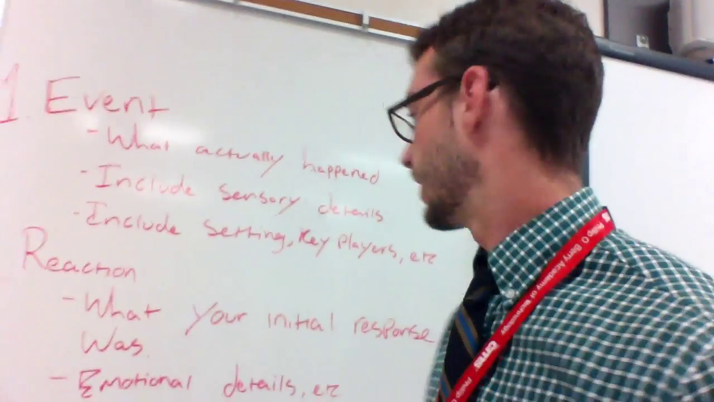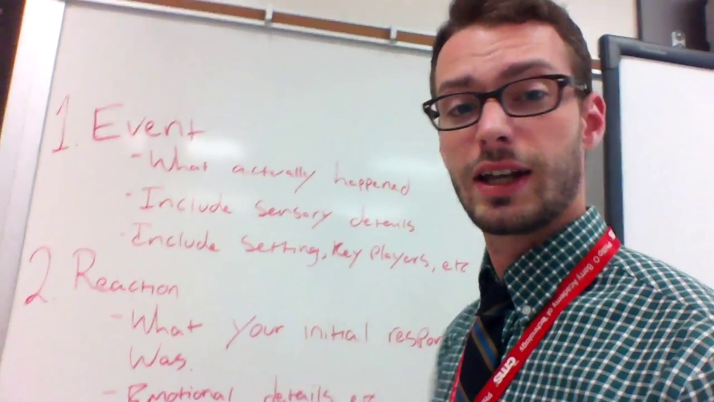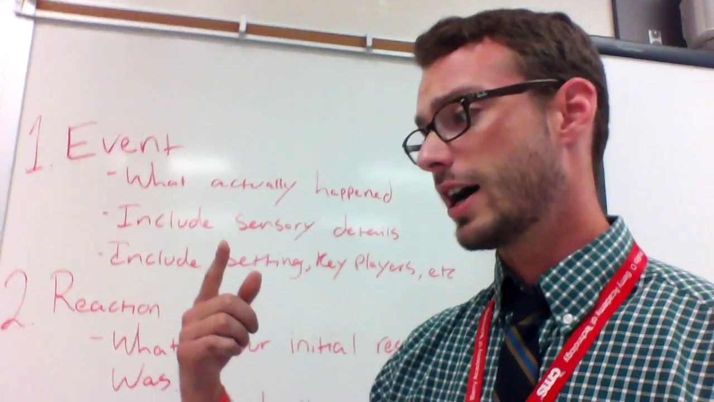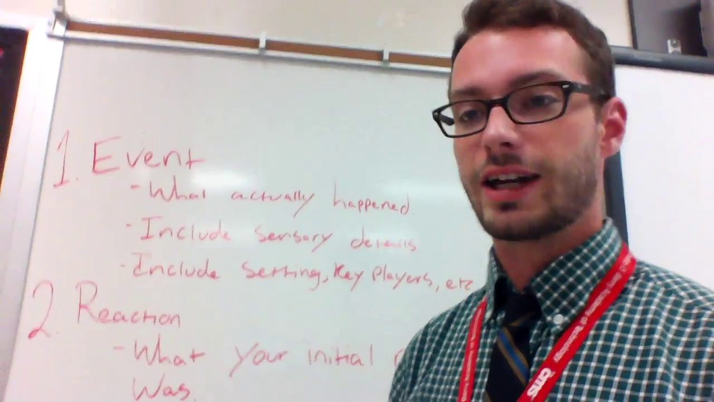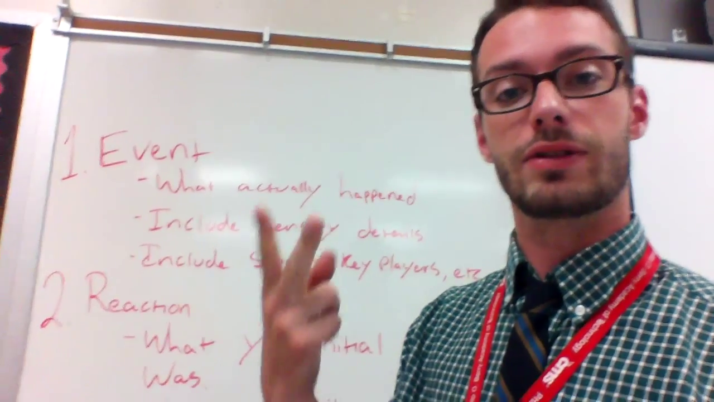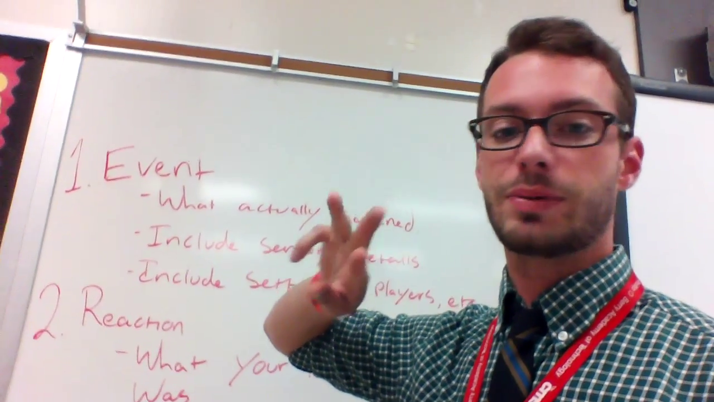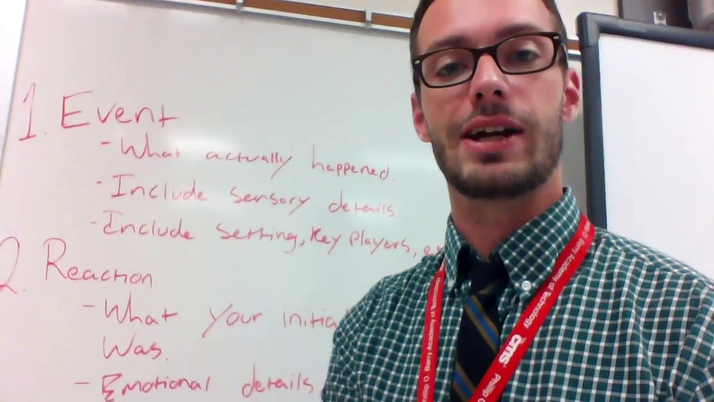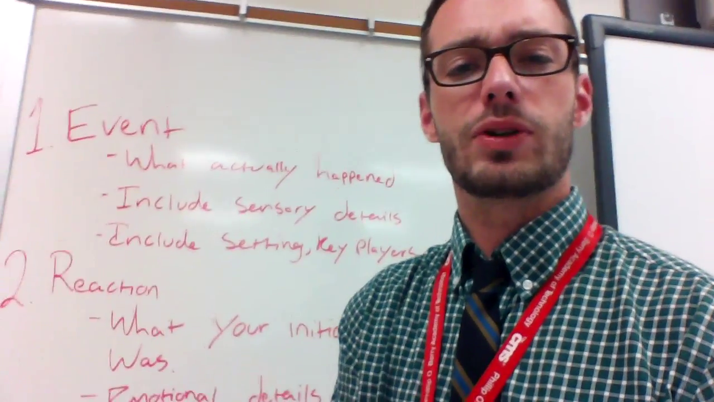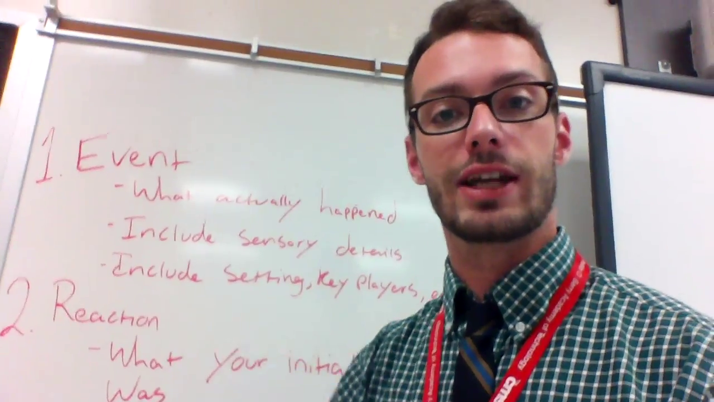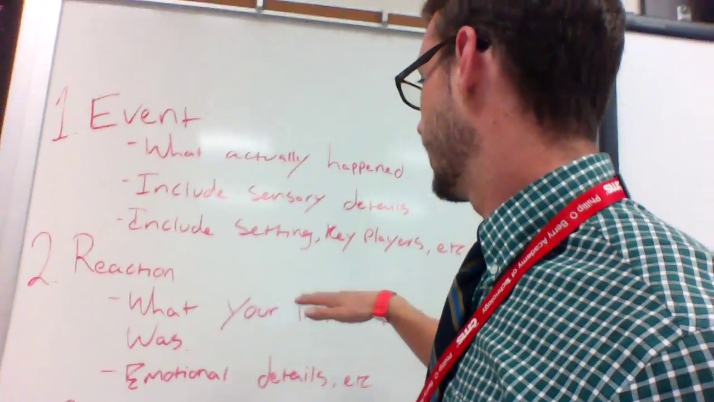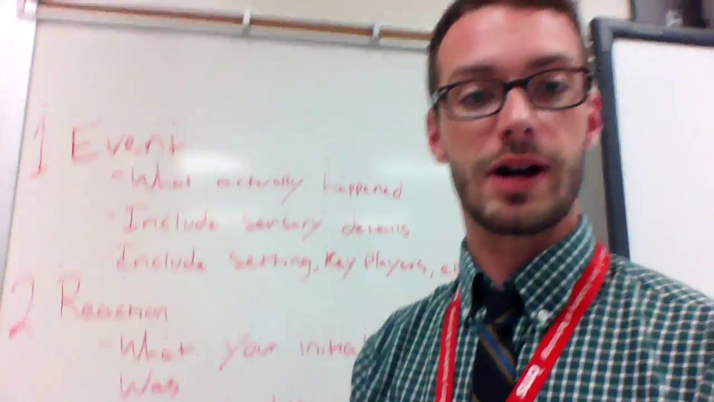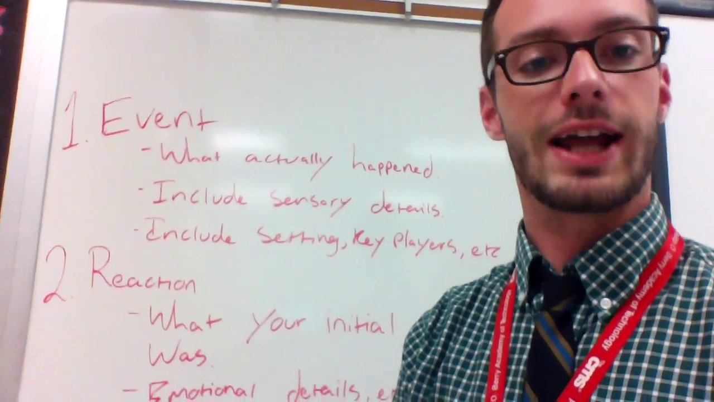Very simple. Key players. The dog example, it would be the person and the dog. In the moving, it would be your family, the movers, the people who sold the house, the people who bought the house. Any of those people are key players. These are the people who have something to do with the story getting mixed up, right? So that's your first part, your event, what actually happened.